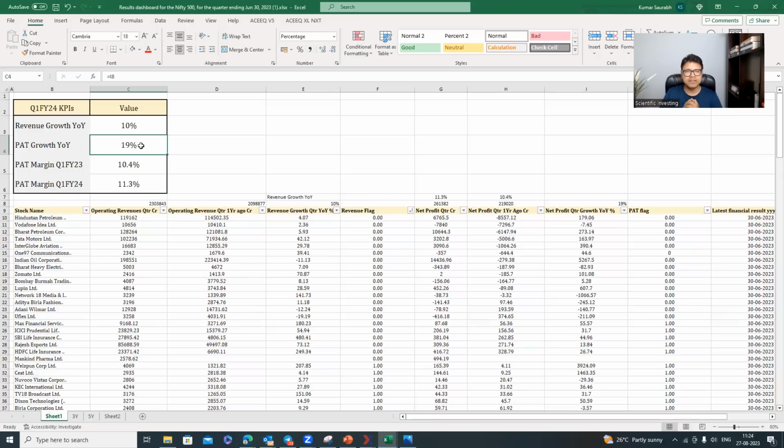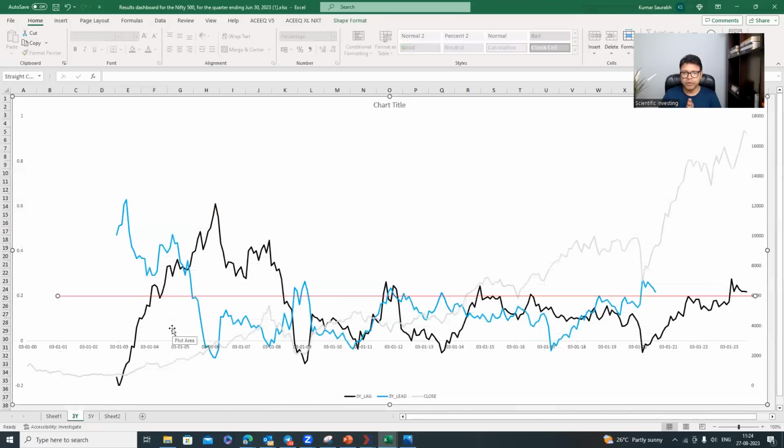So I thought let's do the exercise again, given there has been a 30% move in the market in the last 3 months. So how this looks. I'll show you the 3 year and 5 year number. If you look at the 3 year number and how to read this chart: the light gray line is your Nifty 500, which is around 16,800. Then you have two lines, the black line and the blue line.